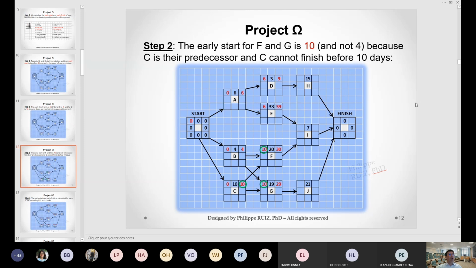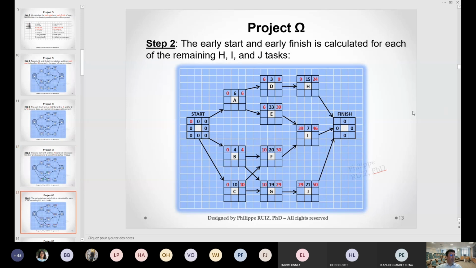Okay, so I move on to tasks H, I, and J. Okay, so H will not start before the 9th day when D is finished. So 9 plus 15 is 24. It will finish at the earliest after 24 days since the beginning of the program.